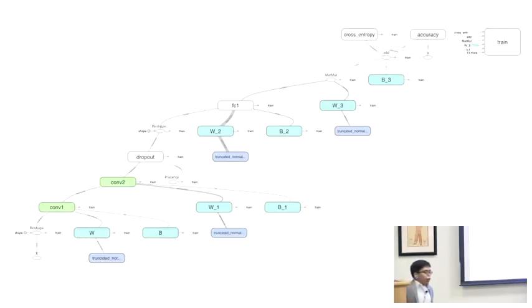Here's the graph of it. It looks a lot prettier. You can see that there's con1, con2, and then the fully connected layer, as well as some other things. I generated this using TensorBoard.